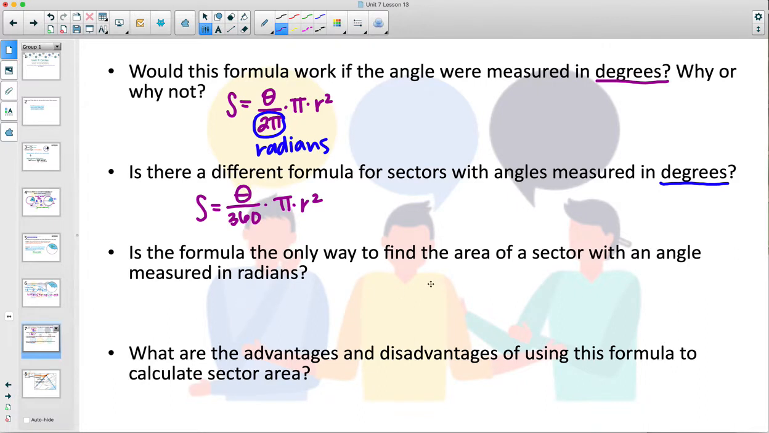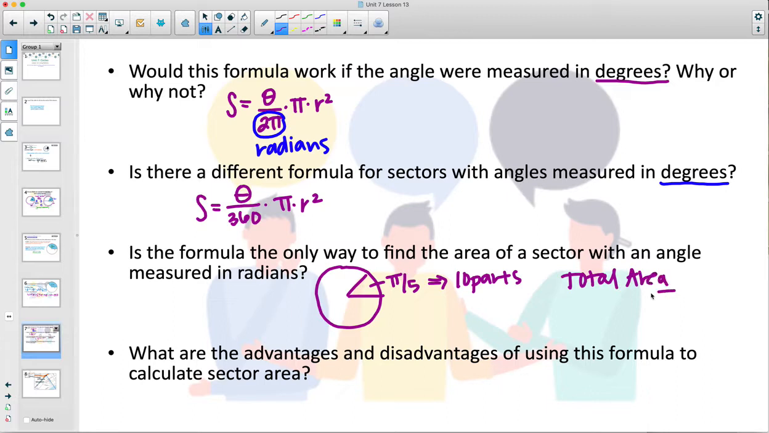Is this formula the only way to find the area of a sector when it's measured in radians? And that is no. You could certainly look at what portion of the circle you had. When we were talking about that first one, we said if this was a pi over 5 angle, then we would know that we have 10 equal parts in the circle, 5 on top and 5 on bottom. So we could take the total area and divide it by 10.